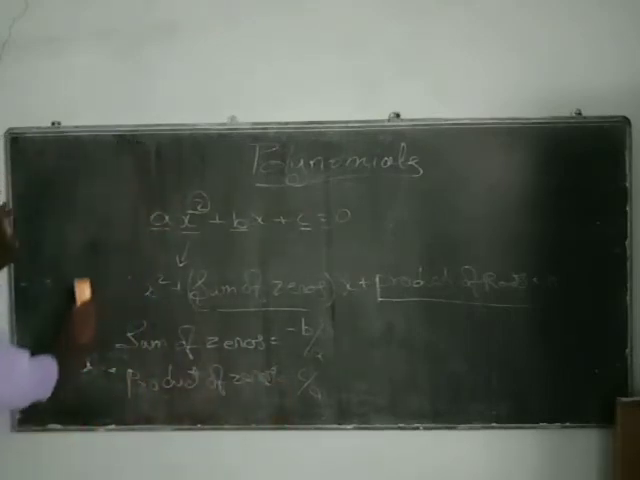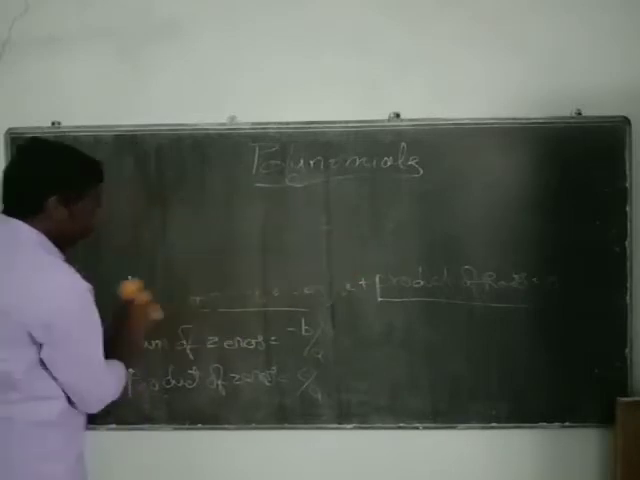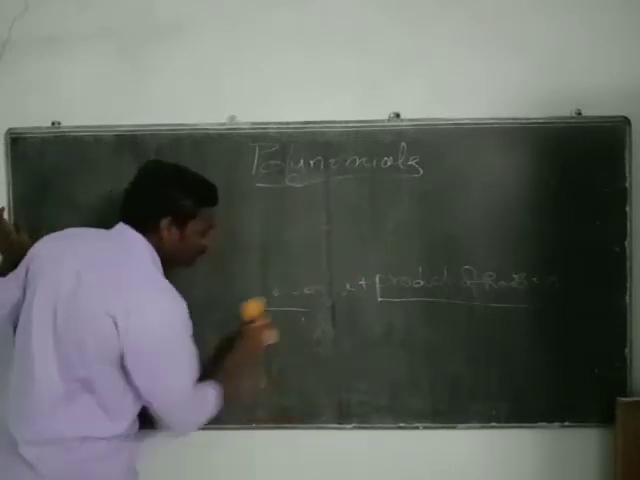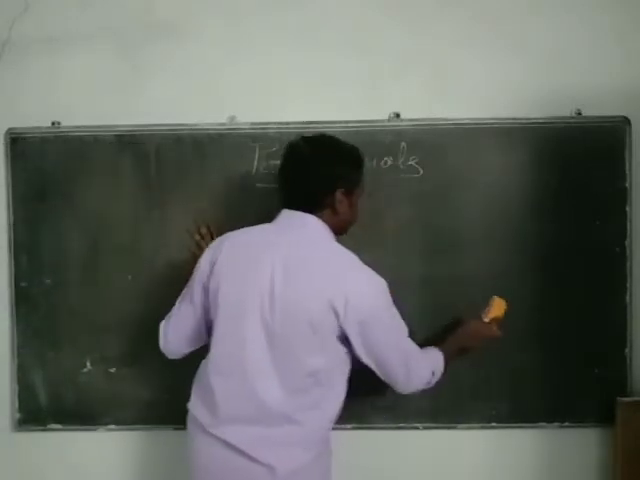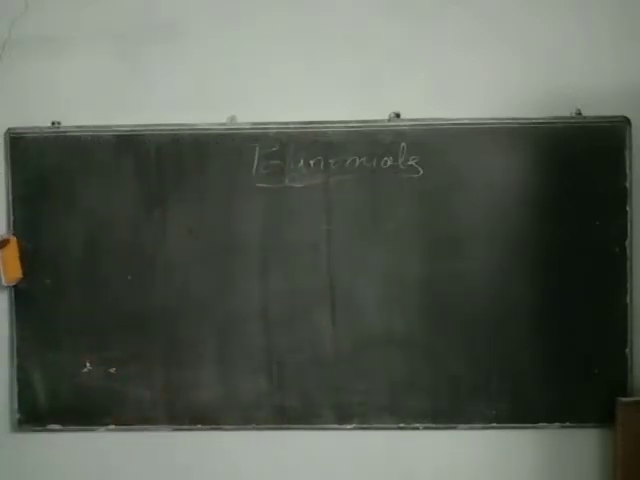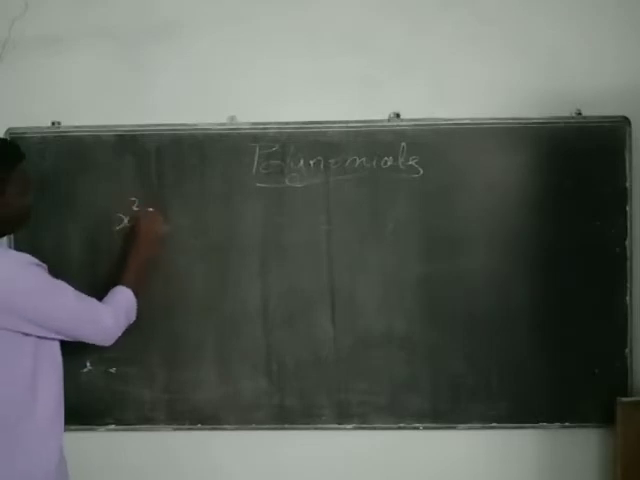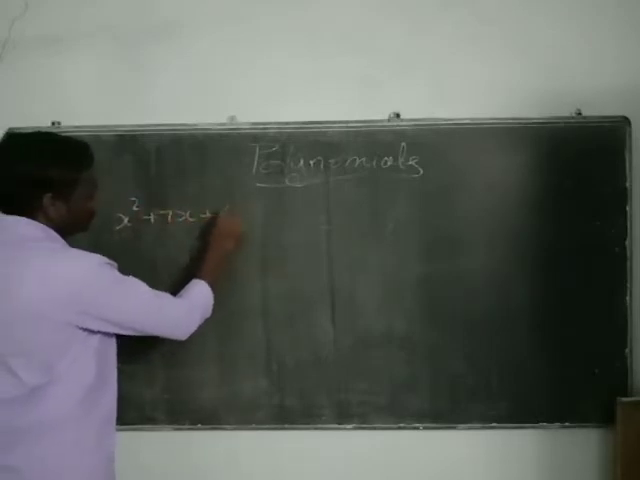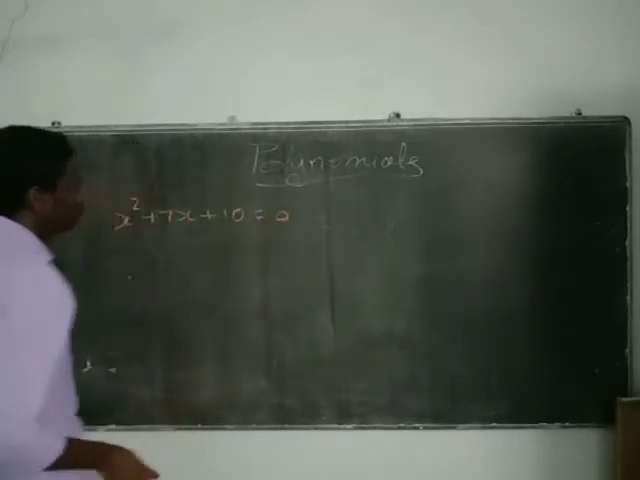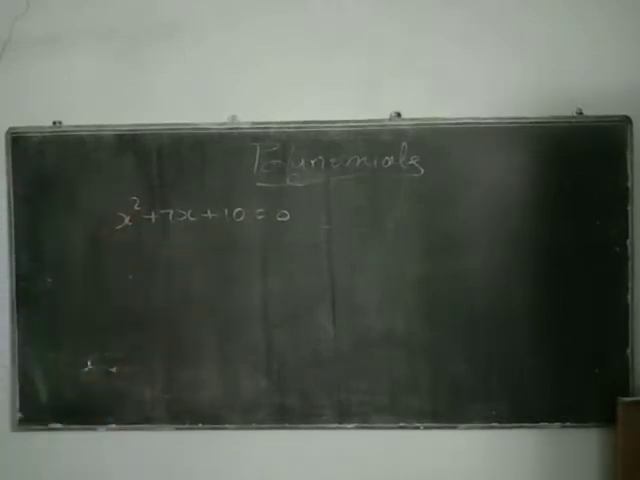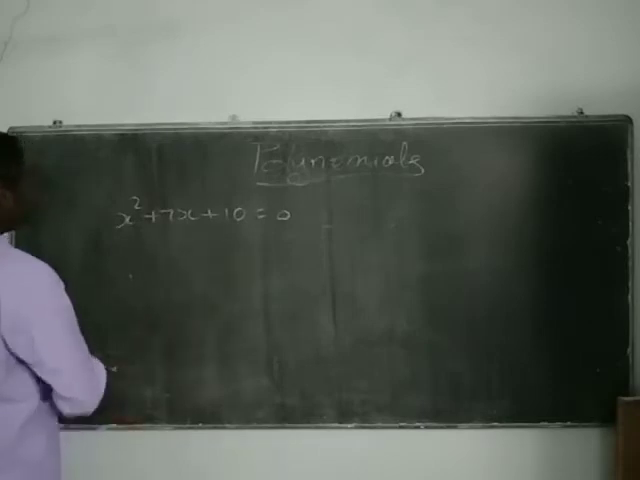Now let me take a quadratic or a polynomial equation having degree of 2 and let me solve it and verify it. I am taking an equation as x square plus 7x plus 10 is equal to 0. Now I can write it. Initially I am solving this equation using the factorization method.